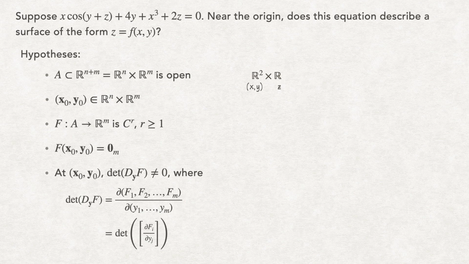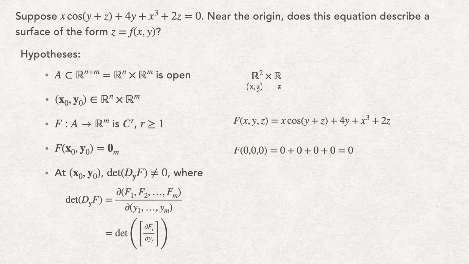Let's move on now to the function capital F that we need to invent. Here, everything is already on one side of the equality, so let's just write capital F of x, y, and z as that left-hand side: x times cosine of y plus z plus 4y plus x cubed plus 2z. Just make sure now that this matches your decomposition. It is a function from R3 down to R. It needs to send us to Rm. In this case, m equals 1. So yes, this checks out. And of course, the way that we've constructed it, when we plug in the origin, we get sent to 0.